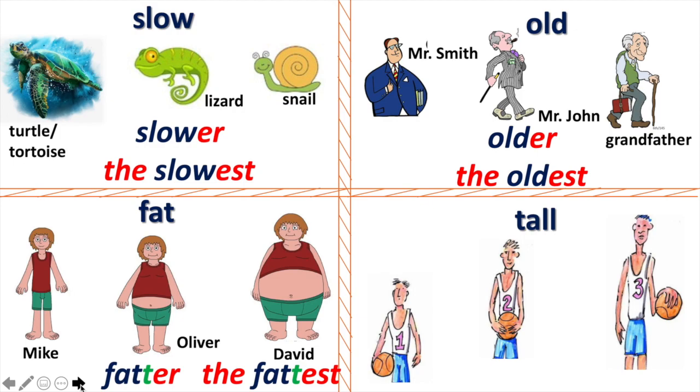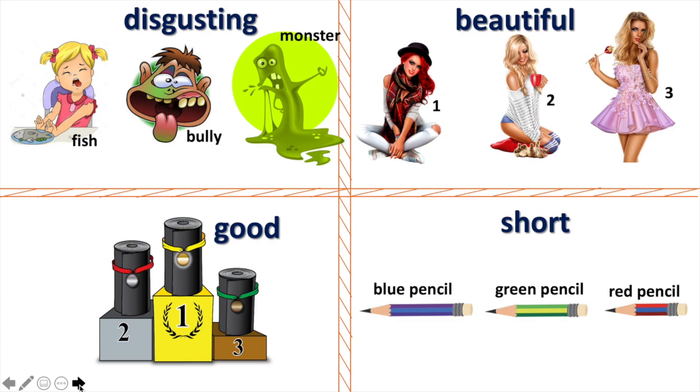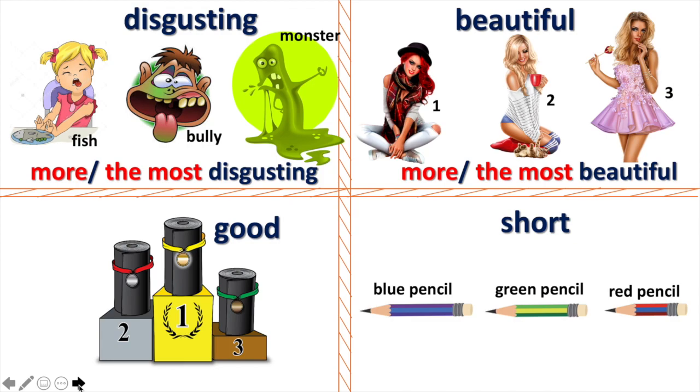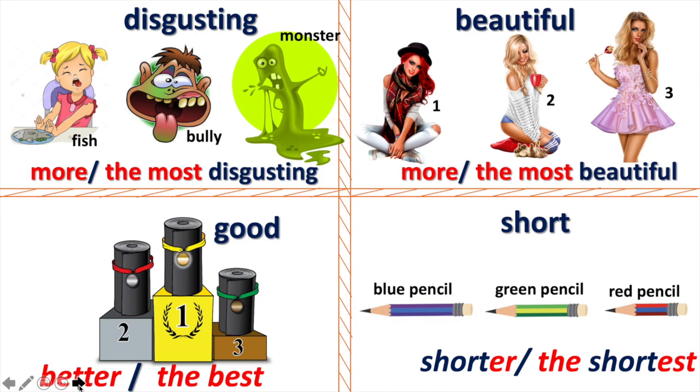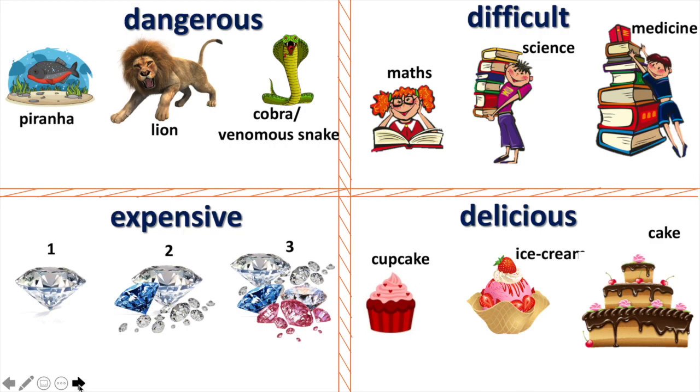Fat becomes fatter for comparative or the fattest with double T. Tall for comparatives, taller or the tallest for superlatives. Disgusting is a long word, so we use more disgusting or the most disgusting. Beautiful is also long, so we say more beautiful or the most beautiful. Good becomes better for comparatives or the best for superlatives. Short becomes shorter for comparatives and the shortest for superlatives.